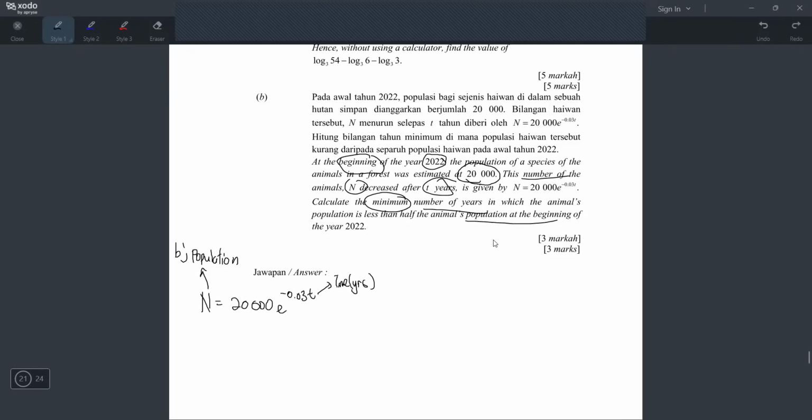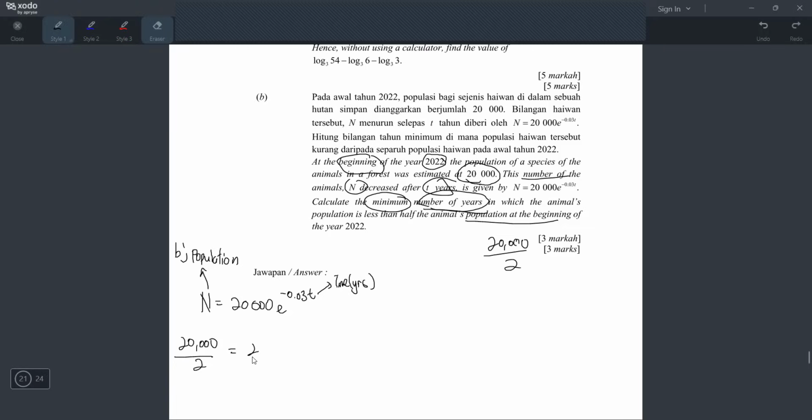Okay, now this says calculate the minimum number of years. It means I'm finding t, in which the animal's population is less than half the animal's population at the beginning. The population at the beginning is 20,000, right? So what is half of it? Divide by 2, right? So I'm not calculating n now, I'm calculating t now, because I'm finding number of years. And if I want to calculate t, it means I need to have the n, the population. And the population, it says, is half the animal population at the beginning. It means 20,000 divide 2.